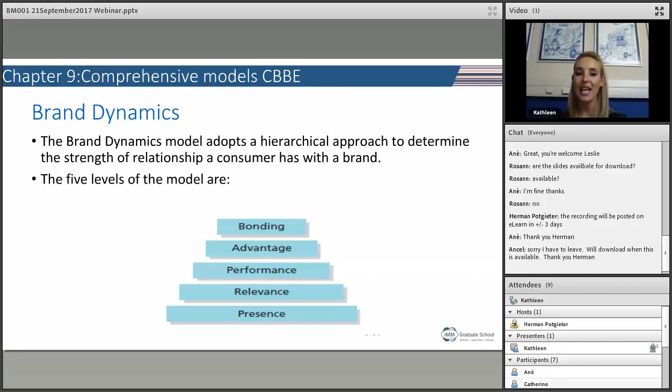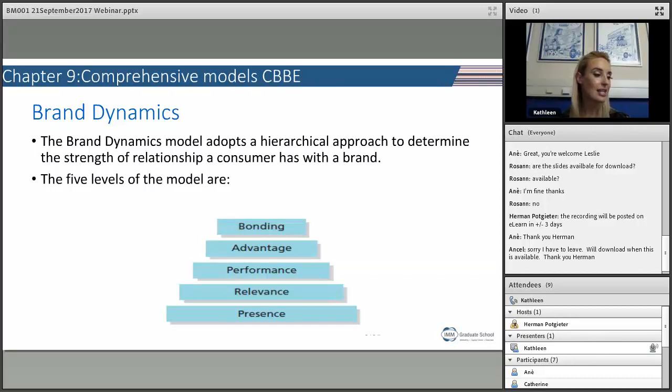So what models can we use to measure our customer-based brand equity? We have three models: the brand dynamics model, the equity engine, and Young and Rubicam's brand asset valuator. Now, the brand dynamics model looks at 5 different levels of brand relationship.